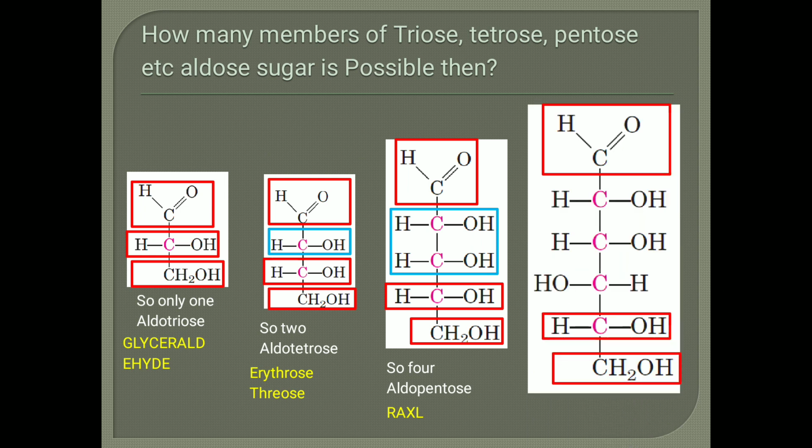If we consider the hexose sugar, how many carbons are left? 3 are left. So 2 raised to 3 is equal to 8. So 8 aldohexoses are possible. Now let us see how we can remember the different ones. Let us consider first the tetrose sugar only. So the glyceraldehyde is there.